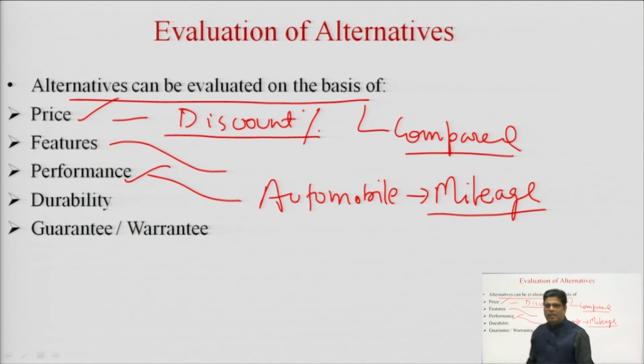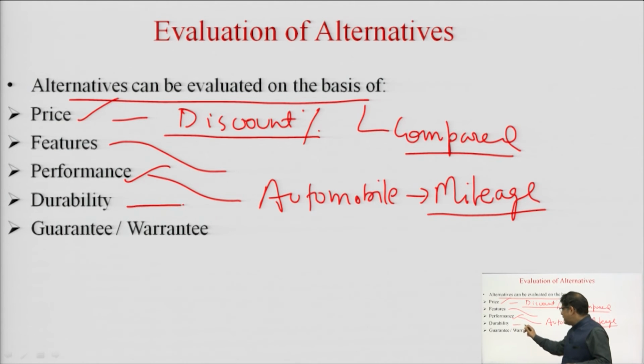So, mileage actually denotes the performance of the automobile. When we are talking about automobiles, we can measure and compare the performance of the automobile through the mileage, and whichever automobile has the higher mileage will then be preferred by the consumers for purchase.